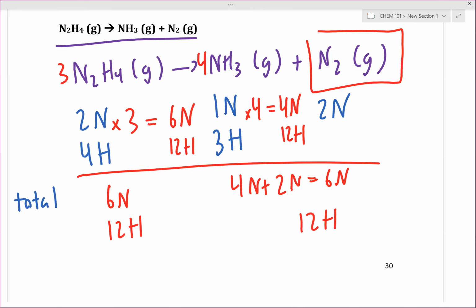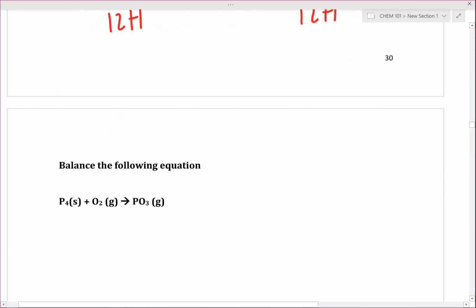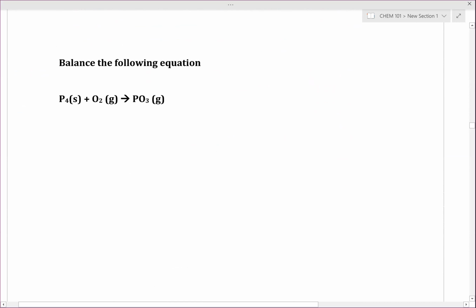Let's now take a slightly different approach and let's demonstrate this slightly different approach instead of the least common multiple method on this example. So anytime you see a reaction involving oxygen, this is where half notation will save you. So let's write this out. So we have P4 plus O2 leads to PO3.